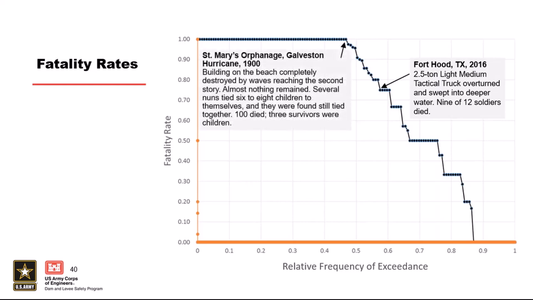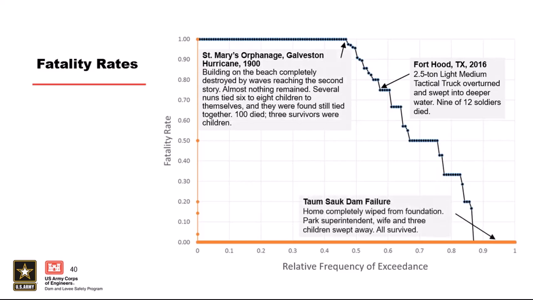Another example, St. Mary's Orphanage in 1900, only 3 survivors. It was a pretty sad and scary incident, but that represents a point on this curve. Tom Sock dam failure, home was completely wiped from the foundation. The family was knocked outside. It's cold, it's winter. Somehow they miraculously all survived. Middle of the night, no warning. So we want to be able to capture the reality that we have a lot of uncertainty on if somebody's going to survive or not if they're put into a high hazard situation.